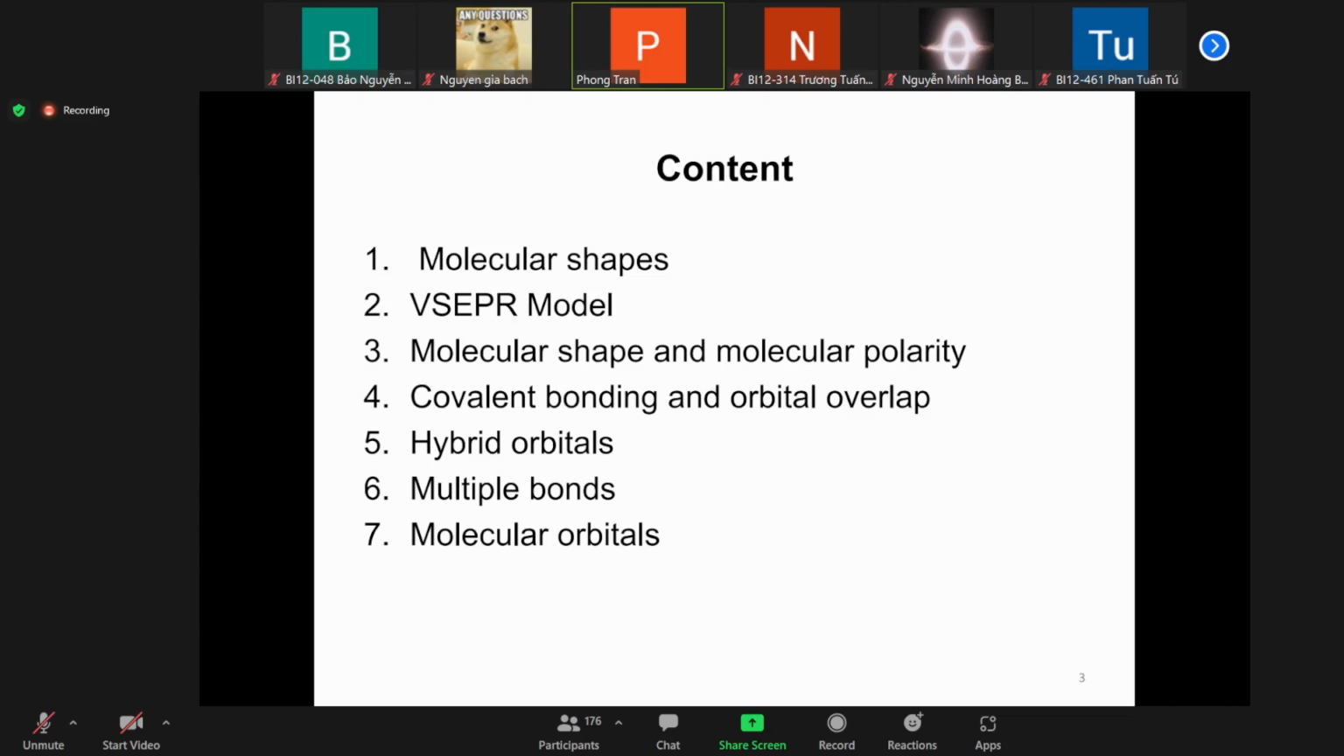And then the last part of this lecture, we'll talk about molecular orbitals. That means now we will not only consider the atomic orbital, that means the orbital of one atom, but we consider the whole molecule as one.